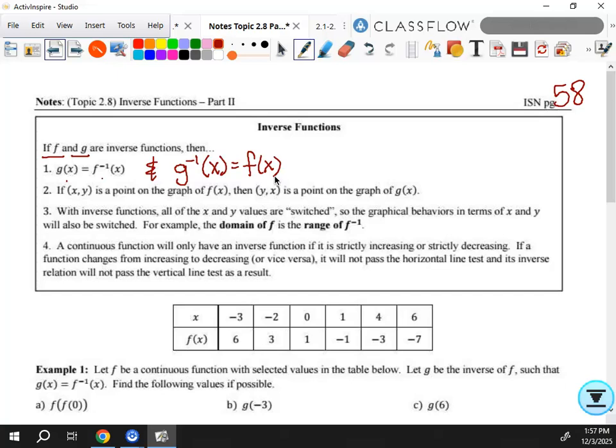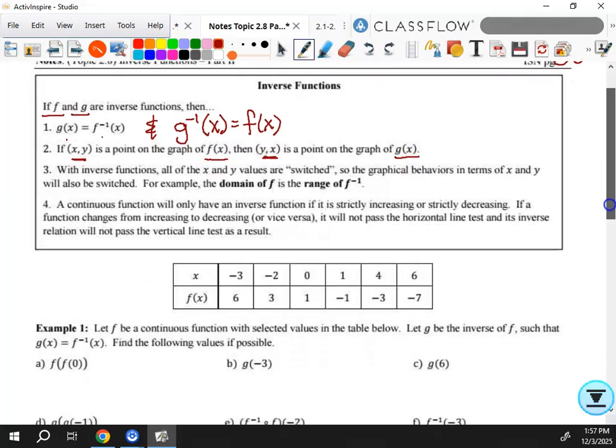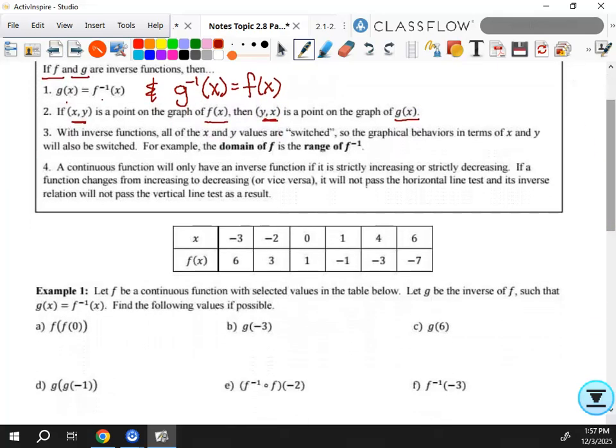So from what we know about inverses, if (x, y) is a point on the graph of f, then (y, x) is a point on the graph of g, because that's what we're doing, switching x and y, right? So it says, with inverse functions, all of the x and y values are switched. So the graphical behaviors of x and y are also switched, which means that when we define the x and y values, or inputs and outputs, we talk about domain and range. Our domain represents our x's, range represents our y's. So when x and y switch places, domain and range switch places also.